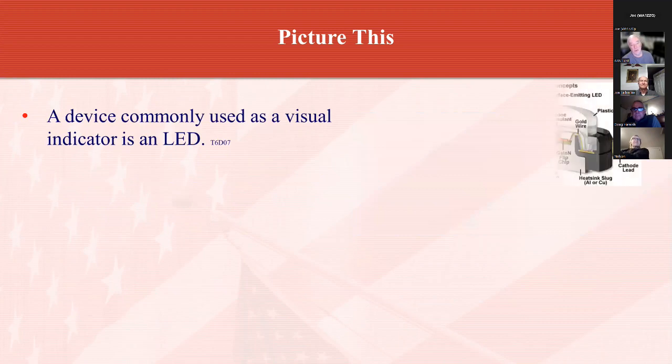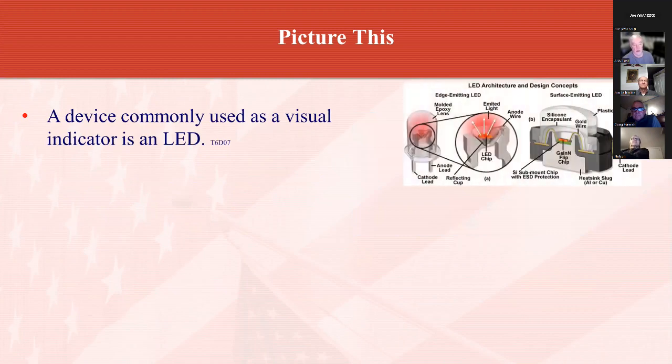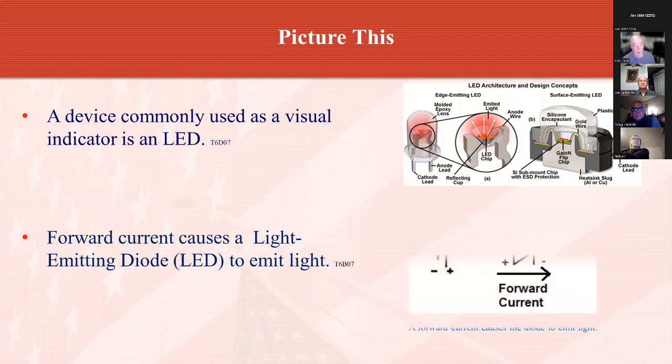So a device commonly used as a visual indicator is an LED, and we know what the symbol looks like, right? It's a diode with 2 little flashy points to the side. Forward current causes an LED, or a light emitting diode, to emit light.